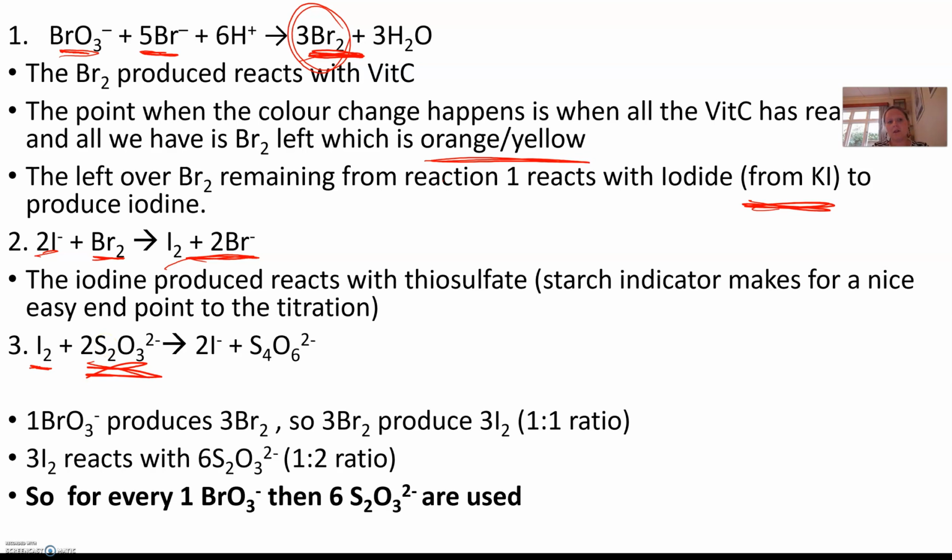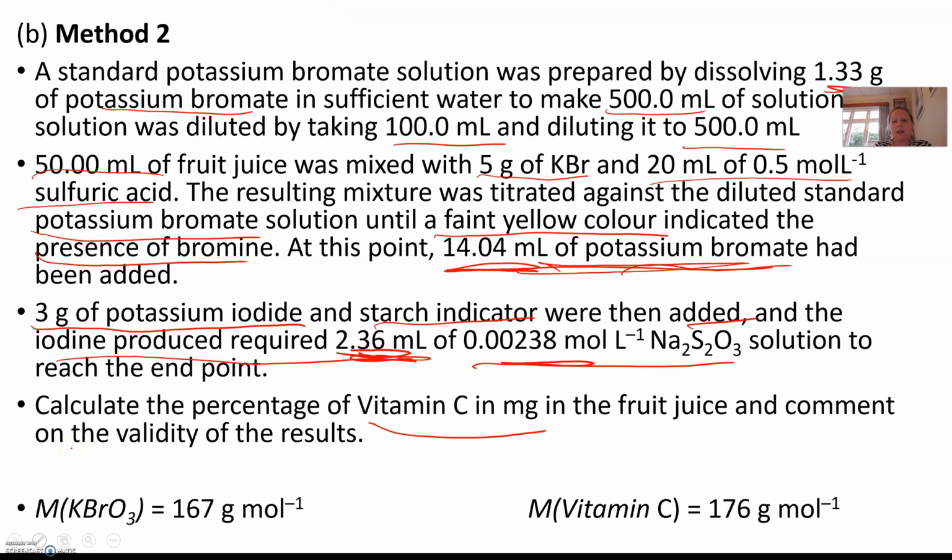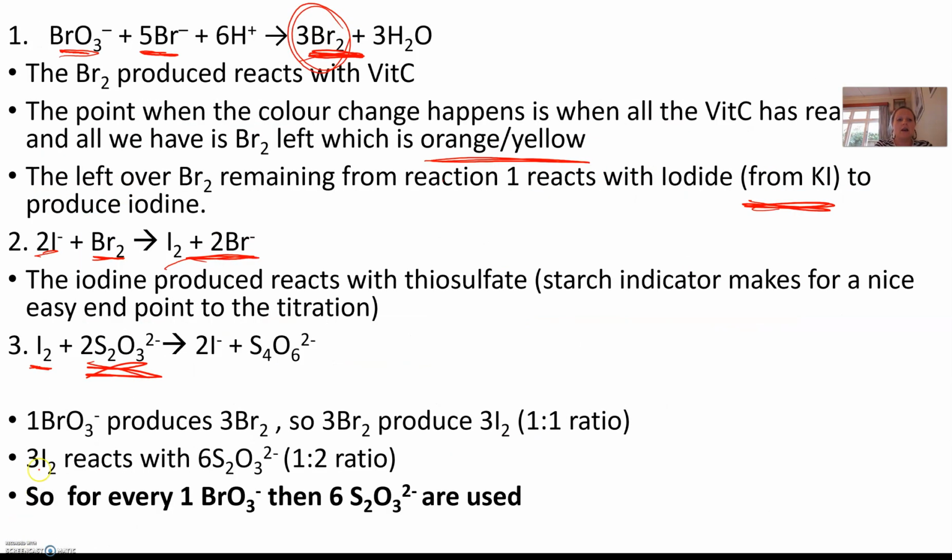So this is the sequence of steps. I'm going to say it again to make sure we've got it. Basically, if we go back, just to make sure everyone's got it, they had made a standard bromate. They took 50 mils of fruit juice and added the KBr, and then they titrated with the bromate. So Vit-C is in a flask, and what they do is they add excess KBr to this flask. That's fine, nothing will really happen.